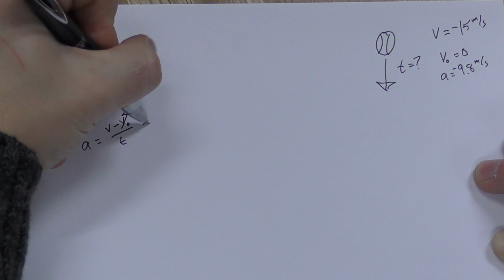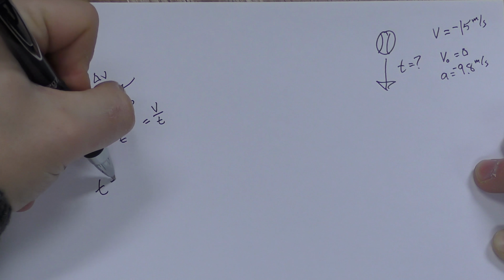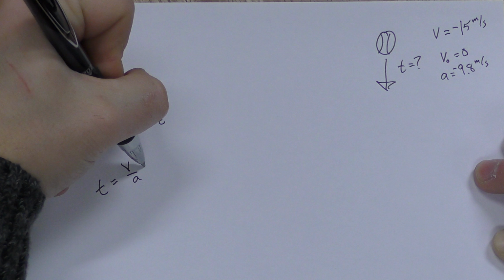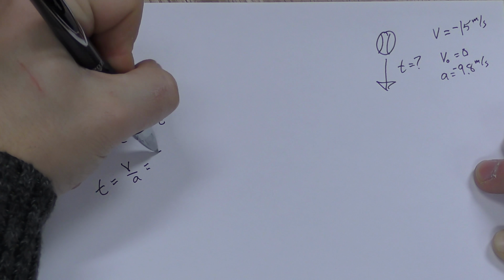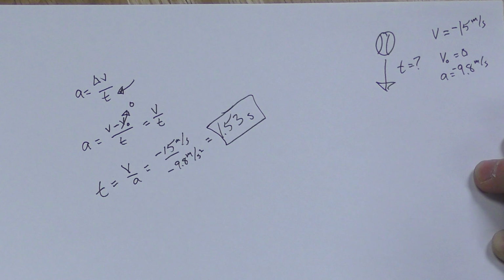That leaves a equals v over t. To get t, we multiply it on both sides. Then we divide both sides by a, so that t equals v over a. If we plug in our information, the negative signs cancel and t equals 1.53 seconds.